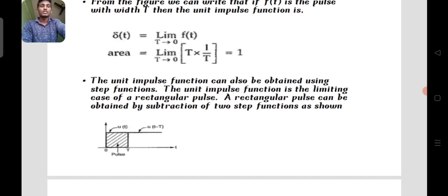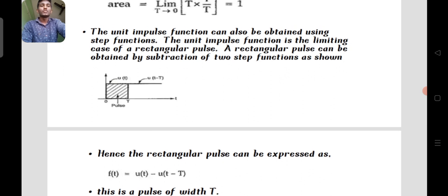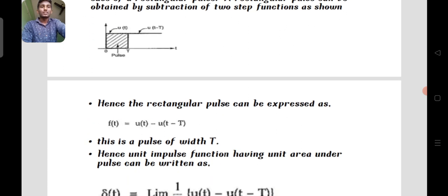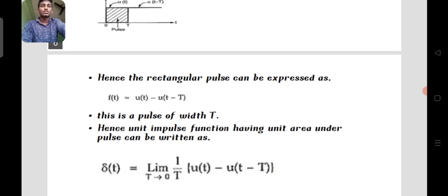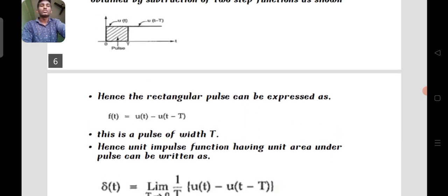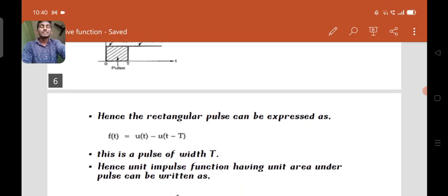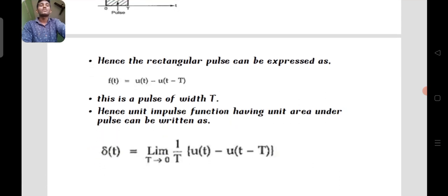The unit impulsive function can also be obtained using step functions. The unit impulsive function is the limiting case of a rectangular pulse. A rectangular pulse can be obtained by subtraction of two step functions, as shown. Here you can see the rectangular pulse graph defining the area. Hence the rectangular pulse can be expressed as f of t equals u of t minus u of t minus T, where u of t is the starting point and u of t minus T is the ending point of the width.